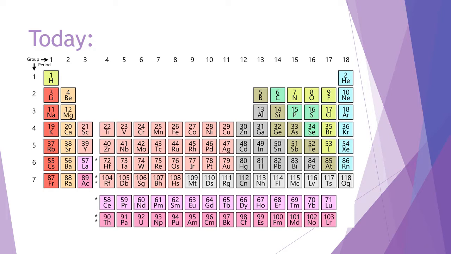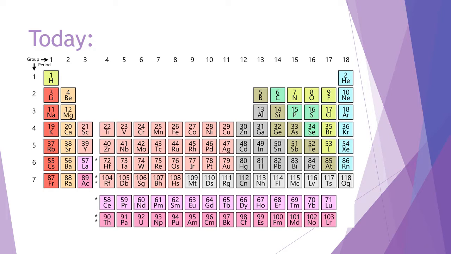The columns are known as groups or families. They are generally called families because those who are in the same column often have similar properties in common with each other. There are 18 groups or families on the periodic table.